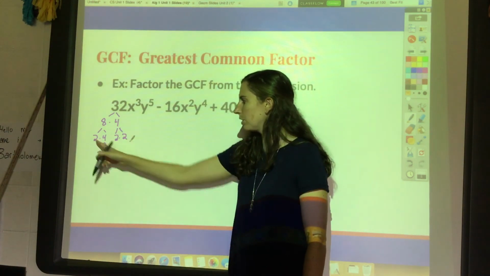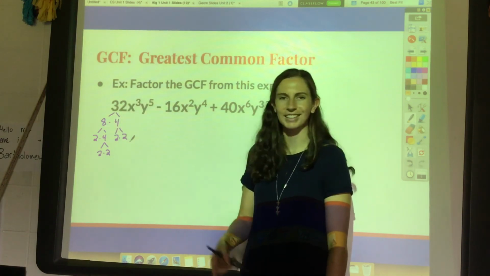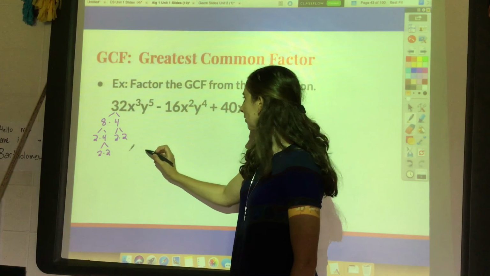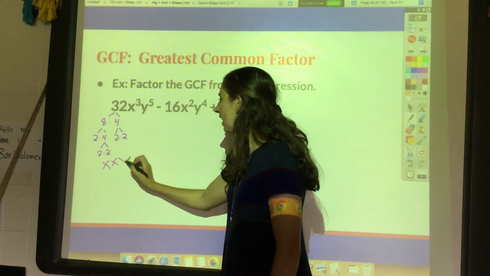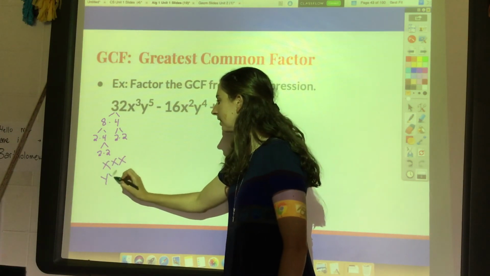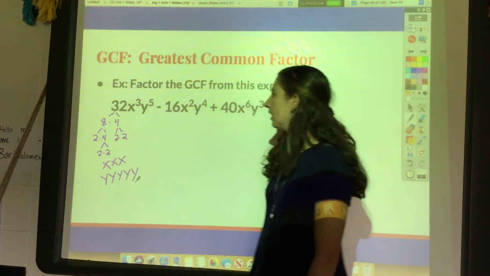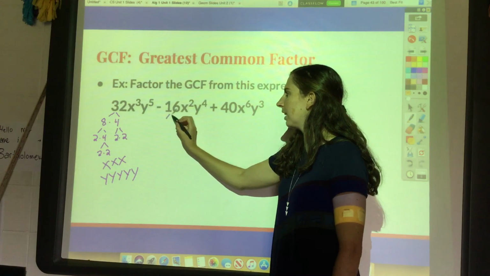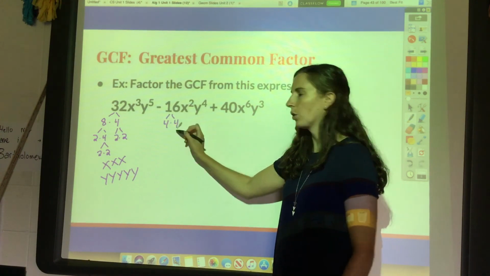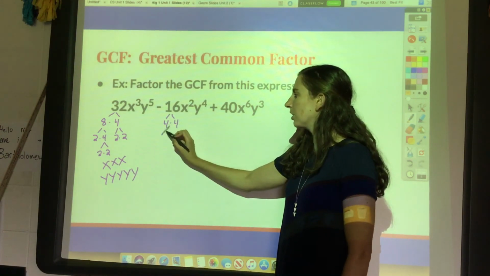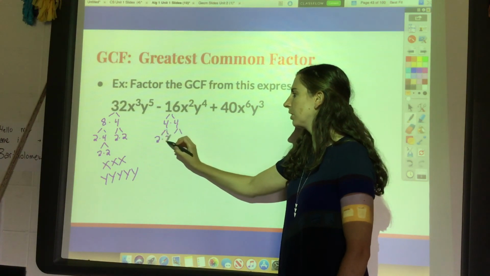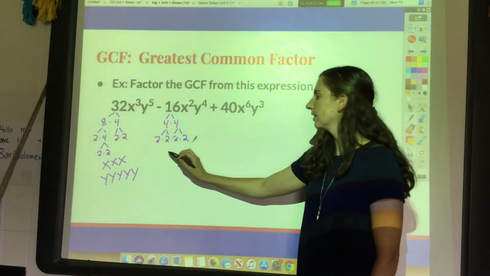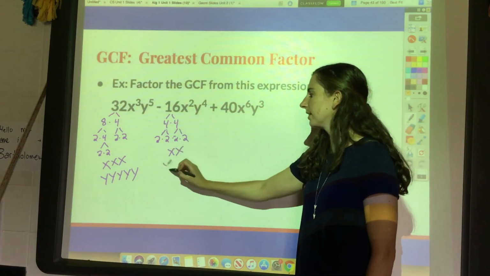So I end up with 2 times 2 times 2 times 2 times 2, 32. Then I've got 3 x's, I'm going to run out of room, and 5 y's. For this one, I've got 16 would be 4 times 4 or 8 times 2. And each of those 4s splits into 2 times 2. Then I've got 2 x's and 4 y's.